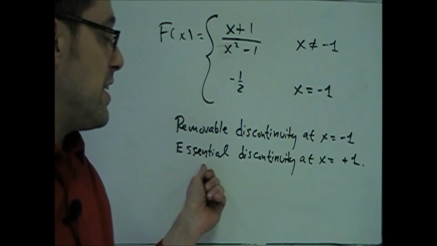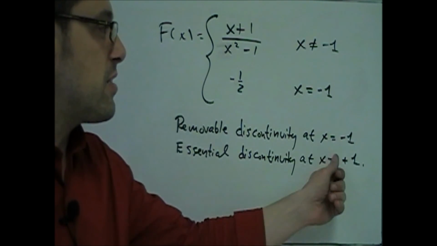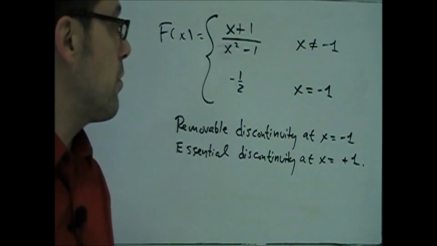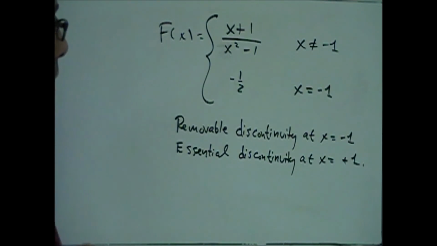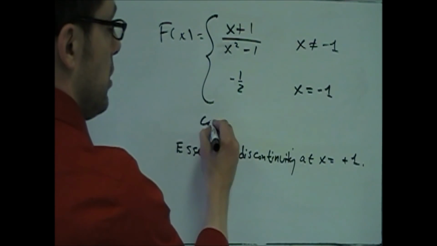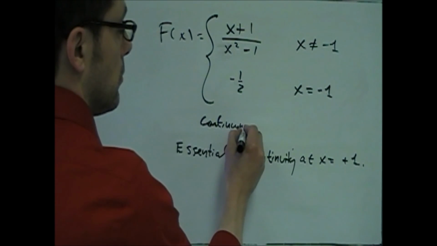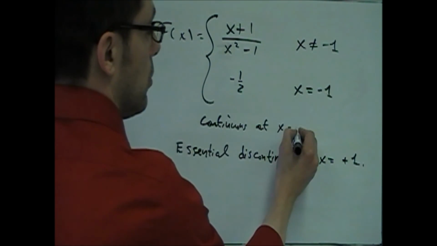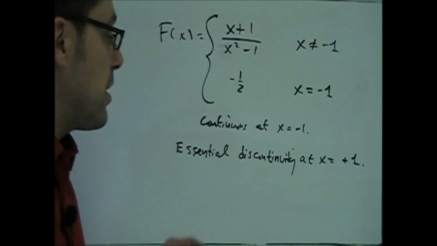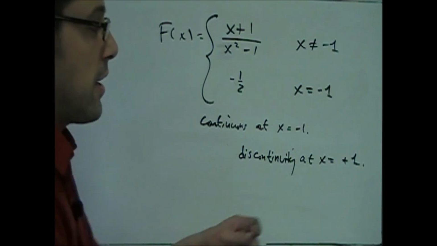And we saw that it has an essential discontinuity at x equal +1, because we saw the limit doesn't even exist there. So this new function that I've created actually is continuous at x equal -1 now, because it had a removable discontinuity and I sort of forced it to be that way. But it's still discontinuous at +1.